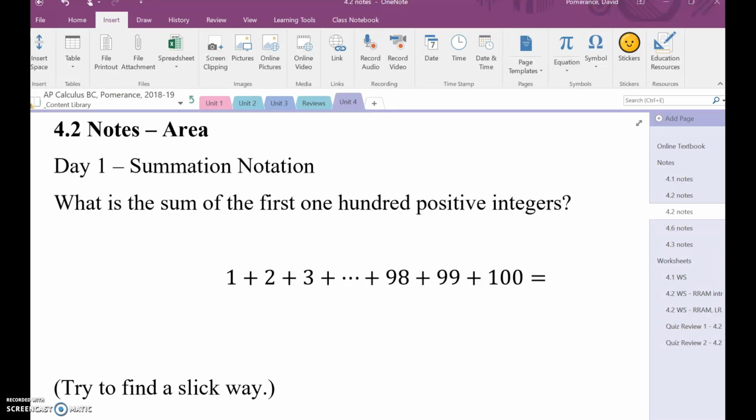So welcome to 4.2 notes. This is going to talk about something called summation notation, which some of you might already be familiar with. We're going to start with a question that may sound pretty tedious. I want you to add up the first 100 positive integers.